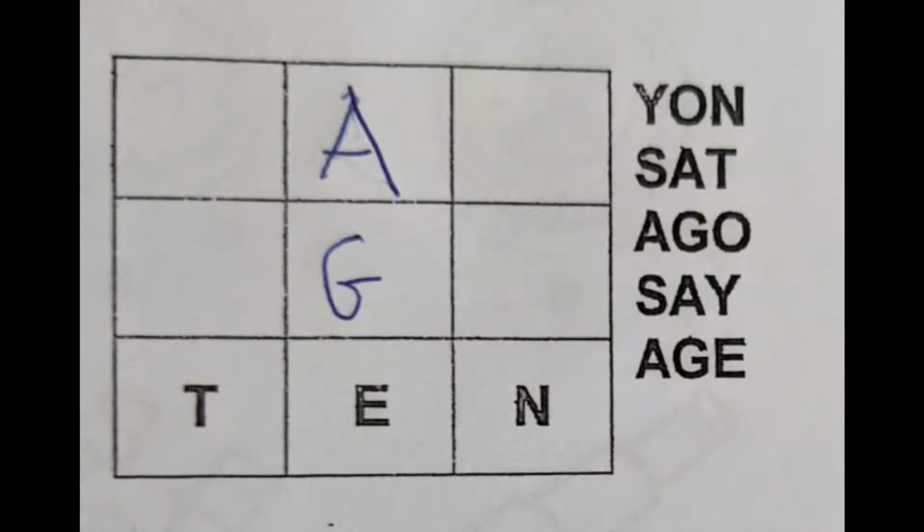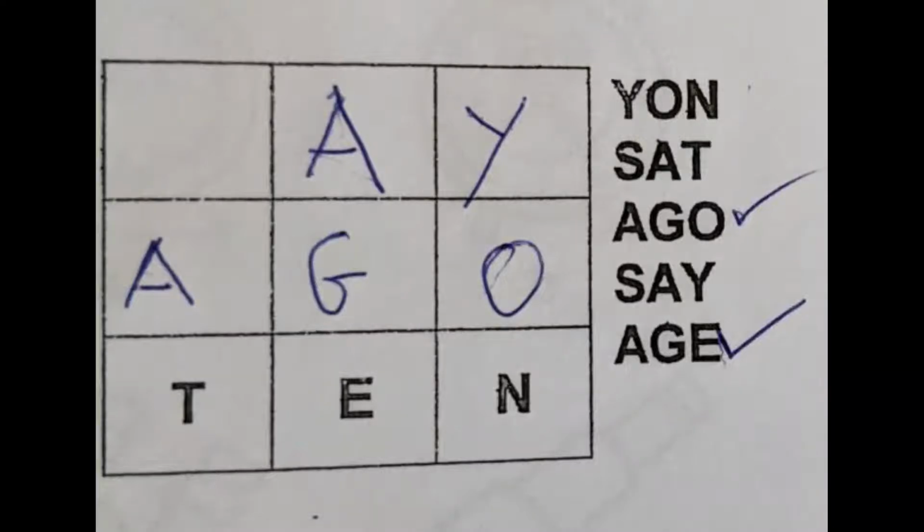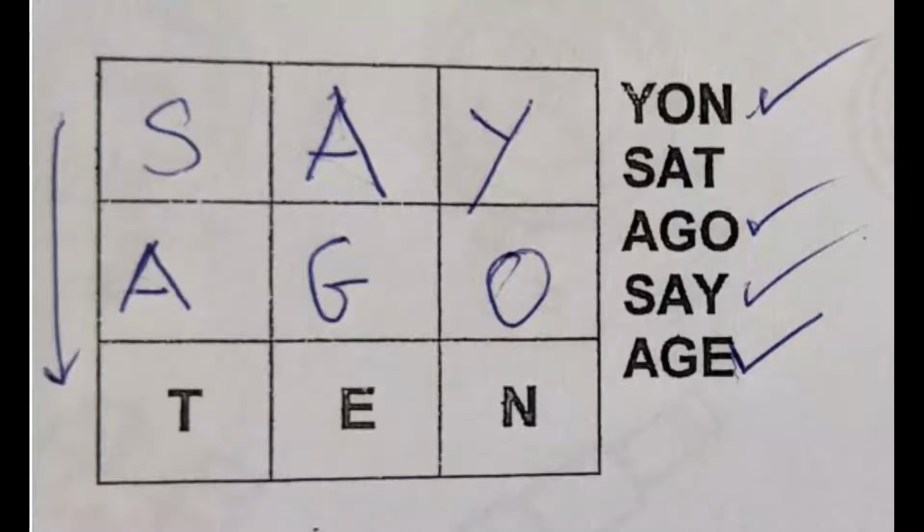Once we have got age, or once you've got the first word written in, you can use that to decide which word to go next. So I've chosen to put ago in, and then I've also put yon in. And then that finally leaves the last word, which is say, which also gives us the word sat, going down. It's always a good idea to tick the words as you've placed them in and then to make sure you have used all of the words.